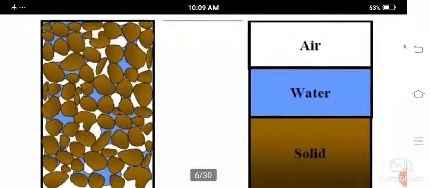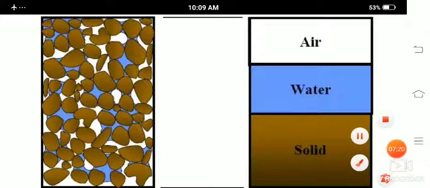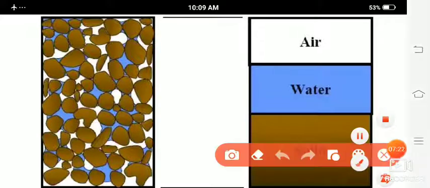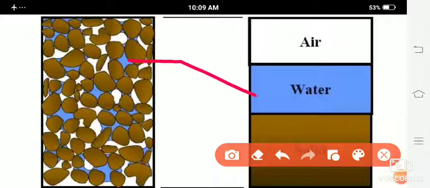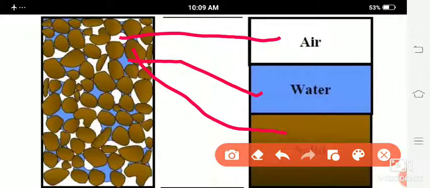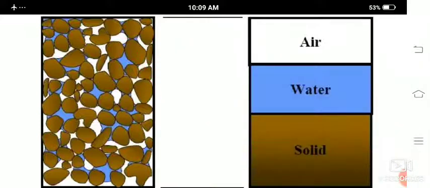You can see this three-phase diagram, see here, that is how this soil is filled. The blue one is called water, and the solids are the soil particles, and the empty space, the spacing, is air. So this is a three-phase diagram for the soil which is present inside the earth surface.